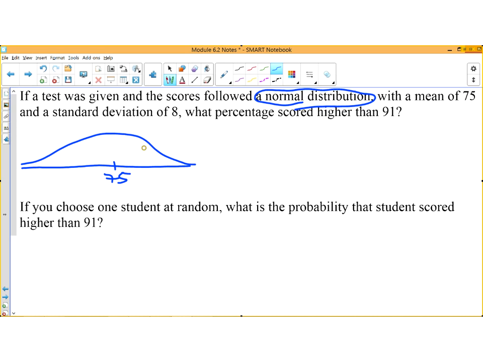The mean always goes in the middle, so we have 75 here. And then if I go one standard deviation out in each direction, 75 plus 8 would be 83, and 75 minus 8 would be 67. So in here, this would be 68%. That doesn't have anything to do with my answers over there. But if I add 8 again, 83 plus 8 is 91, and 67 minus 8 is 59.